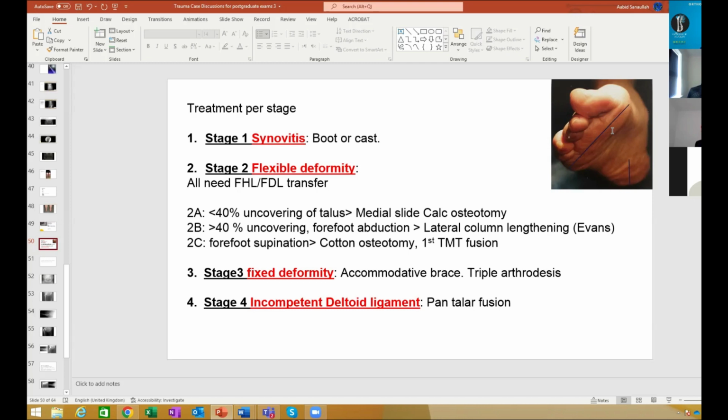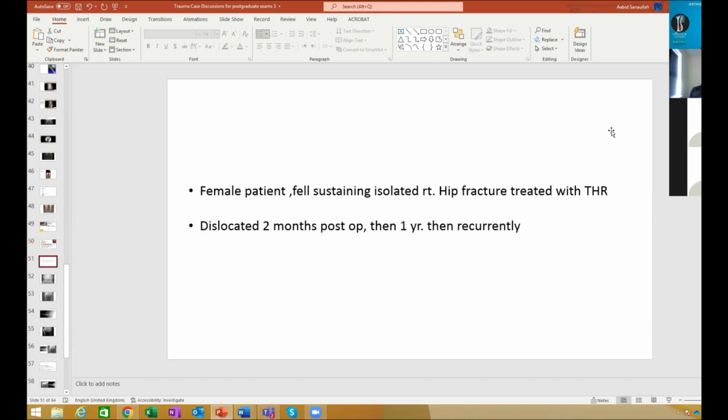Okay, let's move on to the third case then. Thank you. Yeah, next one is candidate number four, Ghulam. Okay, Ghulam. So we have a female patient. She fell.